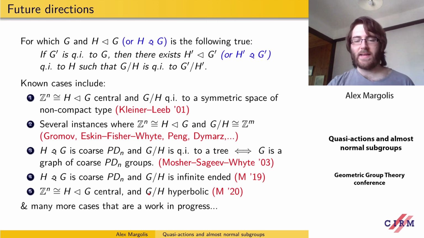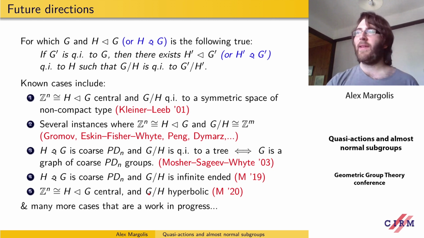And there are many more cases and many more applications. Some of the machinery, ideas and concepts I talked about show that this question could hold in a lot more cases. We could have QI invariants of normal subgroups much more often than was previously thought.